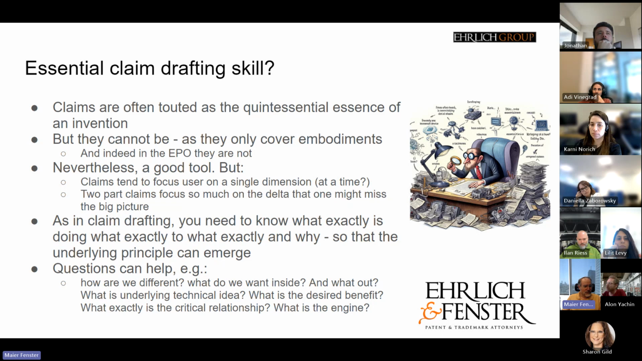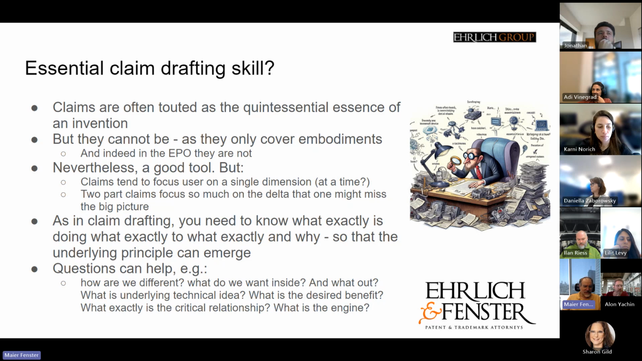Claims are a very good tool. There's two problems with claims. Problem number one, when you work with claims, you naturally tend to think about one dimension at a time, and I'll mention that later. And the other problem is that when you draft two-part claims, you focus too much on the delta and you often miss the big picture.